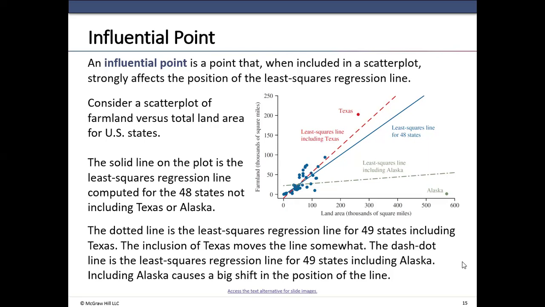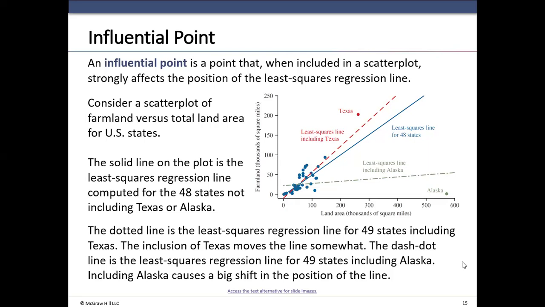And if you take the remaining 48 points, 48 states between total land area, which is X, and farmable land area, which is Y, you will get a straight line going up the hill, the blue solid line. Okay. Now, if you include Texas, what do you see? The dotted line is the least square regression, the red dotted line, least square regression line for 49 states, including Texas. What does it do? By including Texas, we increase the slope or the steepness of the line going up the hill.